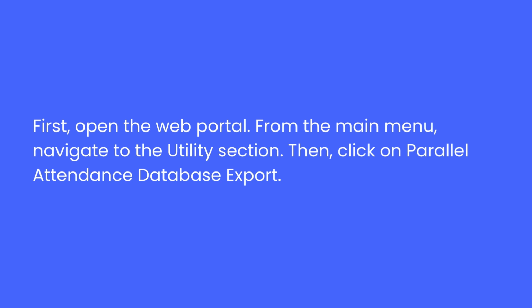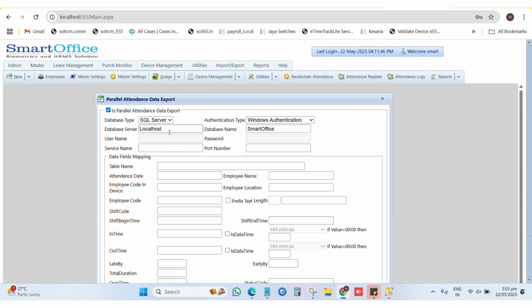First, open the web portal. From the main menu, navigate to the Utility section, then click on Parallel Attendance Database Export. Now, select the appropriate database type, followed by the authentication type, and specify the database server details.